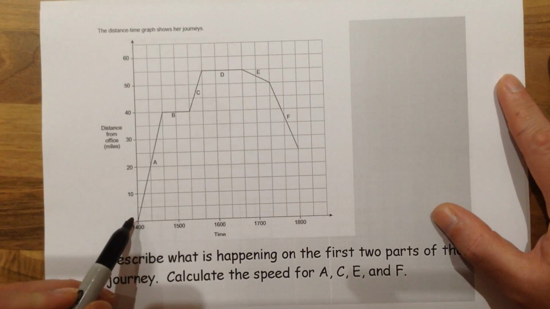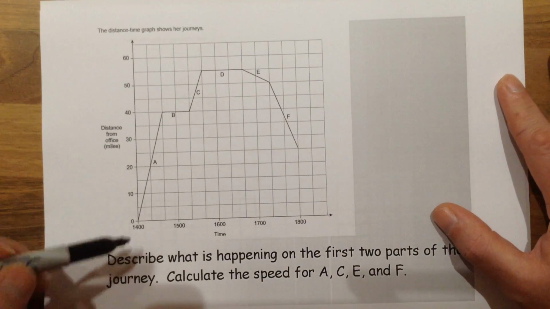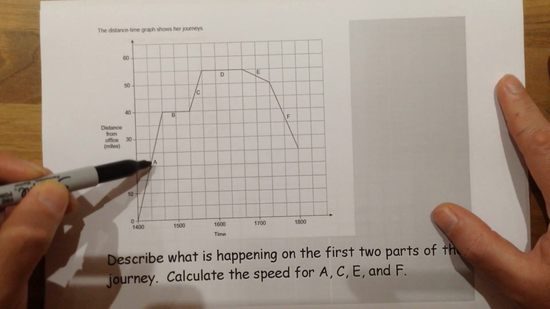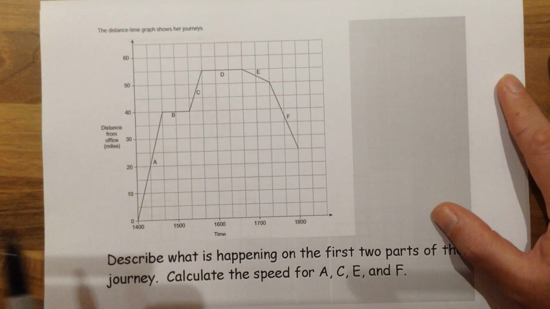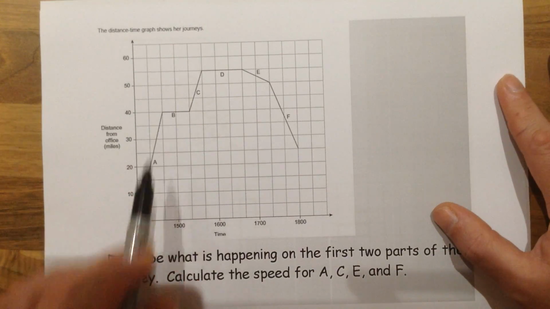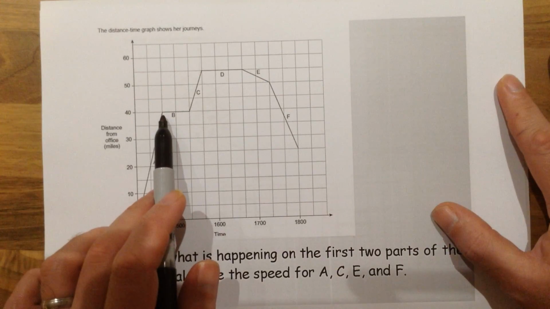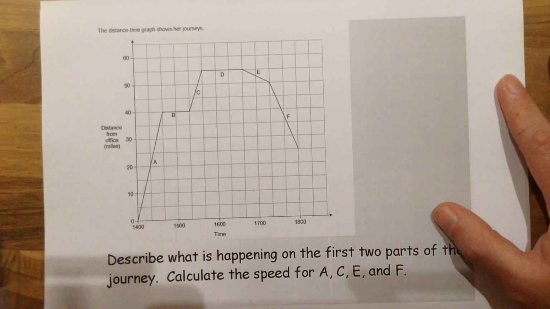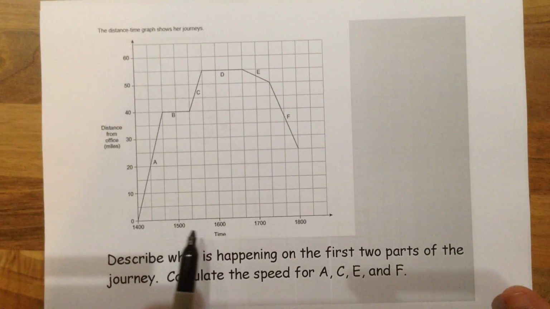The journey shows that whatever this may be, we'll say it's a person, moves away from the office. That's shown by the fact that you've got a positive gradient, so the line is going up. And then at part B, because time is moving along, but the distance from this office is not changing, that means that they are stationary, so not moving for this bit of time.